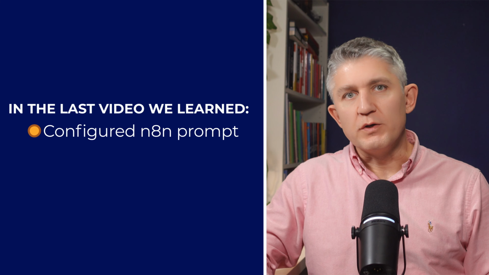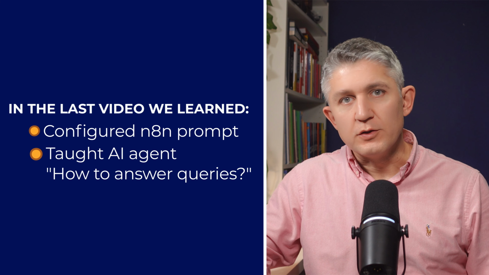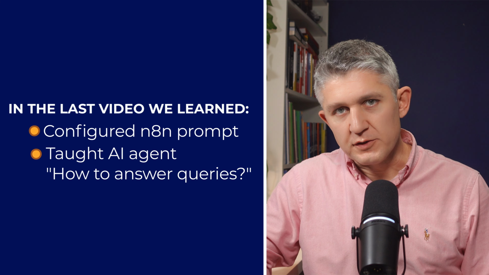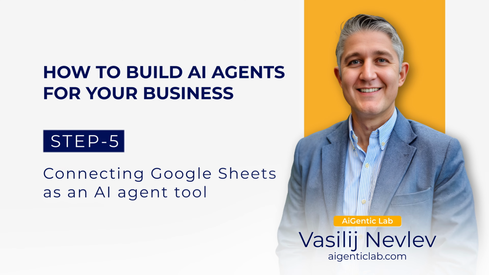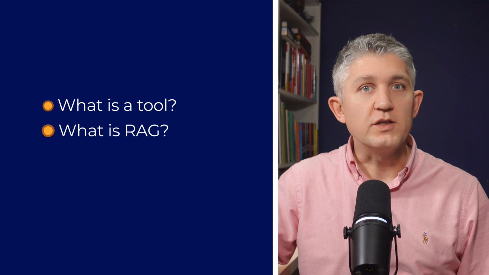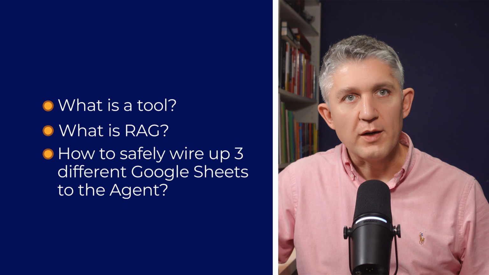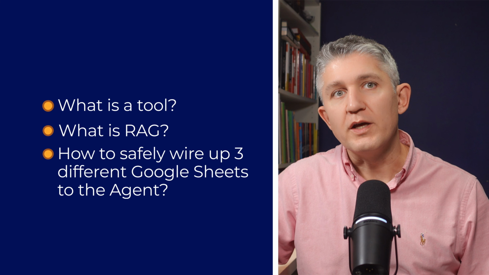In the last episode, we configured the N8N prompt and taught our agent how to answer queries. Now we will go deeper. This time we will do a deep dive into tools. We will configure our sales agent with read-only access to Google Sheets. Our Google Sheets contain sample customer orders and order detail lines. By the end of this session, you will know what a tool is, what RAG is, and how to safely wire up 3 different Google Sheets to the agent.